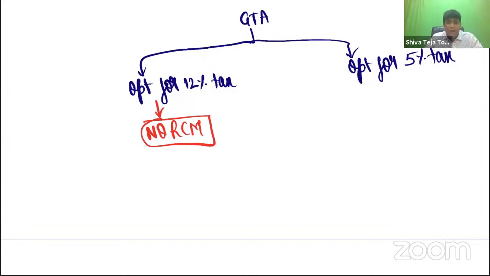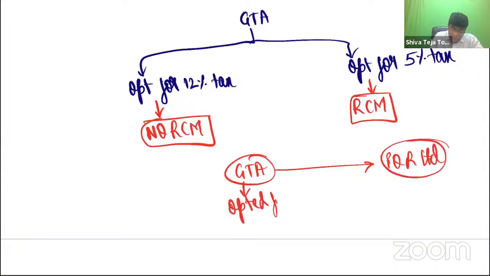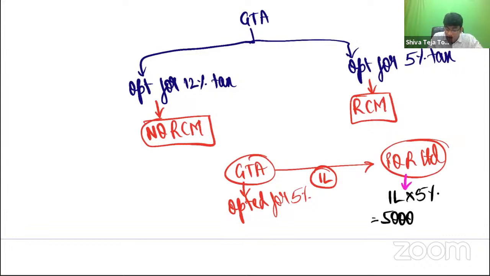But if GTA opts for a 5% tax rate, let me tell you straight away, RCM provisions will come into picture, where the recipient is liable to pay GST. And one point is very clear here. Let's say there is one GTA and one company, PQR Limited. Let's say GTA opted for 5% tax rate, and the value of the transaction is 1 lakh. Now what happens is that on this 1 lakh, PQR Limited, 1 lakh into 5%, comes to 5,000.